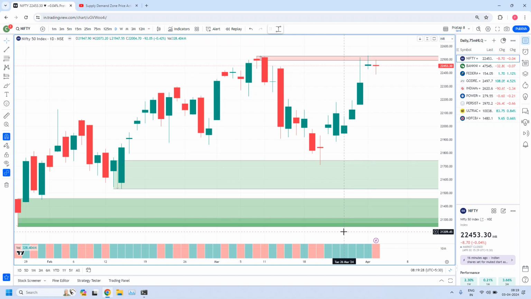This is supposed to be the analysis on 2nd April 2024. So let us evaluate the performance of high liquidity zones.